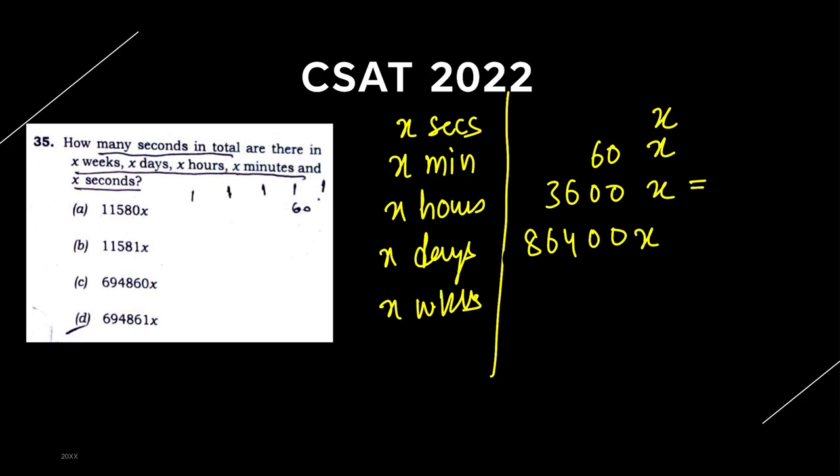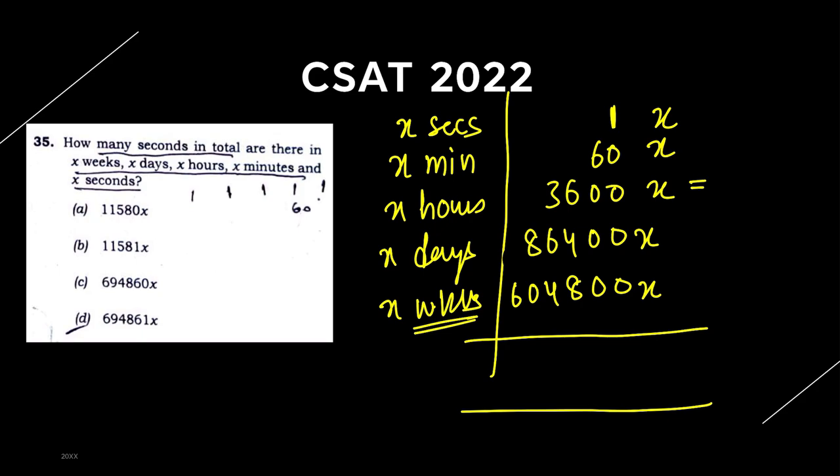And how many seconds in a week? The seconds in a day are 86,400x. Multiply that by 7 and you will get something like 6 lakh 4,800x, right? And there is one x here, right? So let's see the options first.